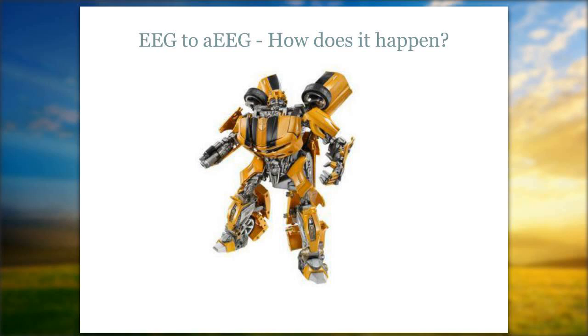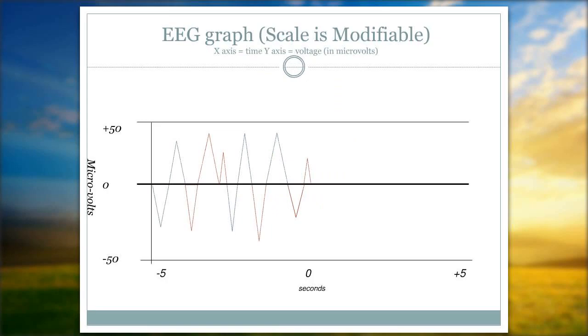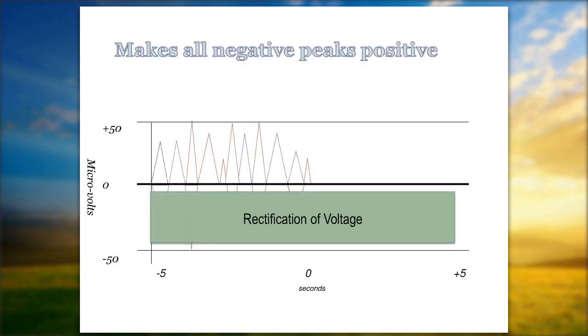So let's start with the EEG. How does EEG get transformed into aEEG? Well, our EEG starts out as a graphical waveform, with both positive and negative deflections. It's measured in microvolts. The heart is measured in millivolts. So this is very small electrical activity, and again, it's positive and it's negative. One of the first things that the monitor does is create what they call rectification of voltage. This is where we turn all those negatives all positive. We rectify those negative deflections and make them positive. So now we have positive peaks.